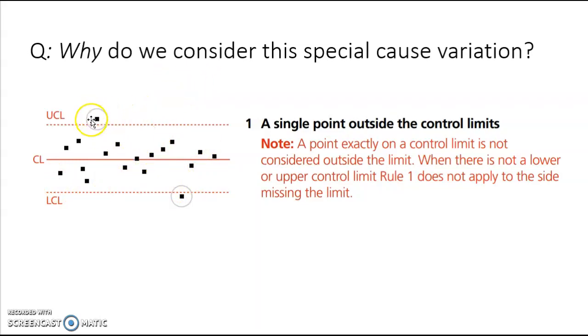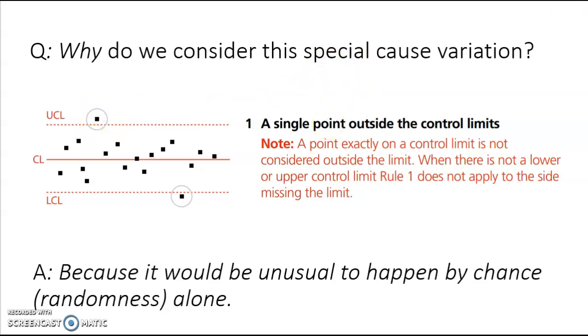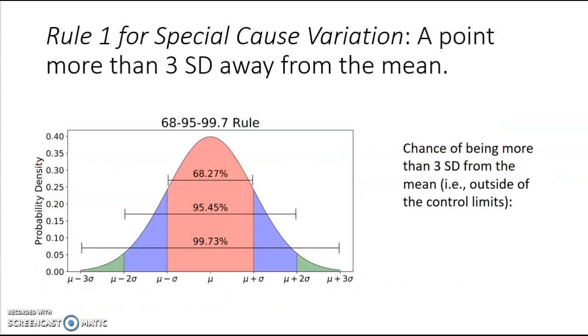So why do we consider a single point outside the control limits as special cause variation? The basic reason is just because it would be unusual to see this occurring by chance alone. Not impossible, not at all impossible. And we're going to calculate what it means to be unusual. When we say that we're outside of the control limits, another way of saying that is we're more than 3 standard deviations away from the mean.